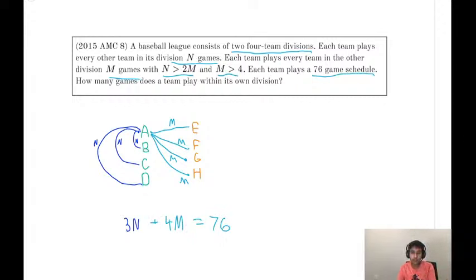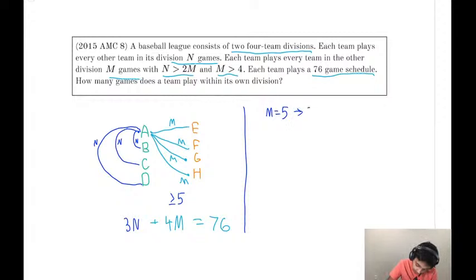So how can we solve this equation? What we might notice is that m has to be greater than 4, so m has to be at least 5. Let me do my cases on the side here. If m is equal to 5, then 3n plus 20 will be equal to 76. But that means 3n will be equal to 56, which is not allowed, since 56 is not a multiple of 3. So this case has no solutions.